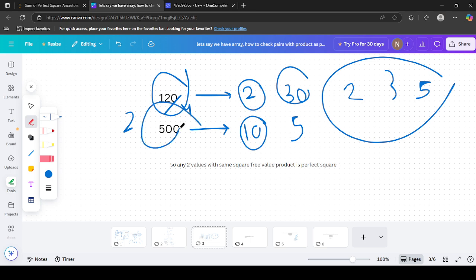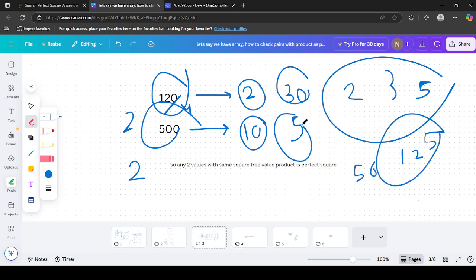And coming to 500, so divide by 2 into 2. Yes. So after dividing by 4, we will get 125. So can we divide by 3? No. Can we divide by 5 into 5? Yes. So after that, we will get 5, which is the ultimate value for this. So now we got the answer.